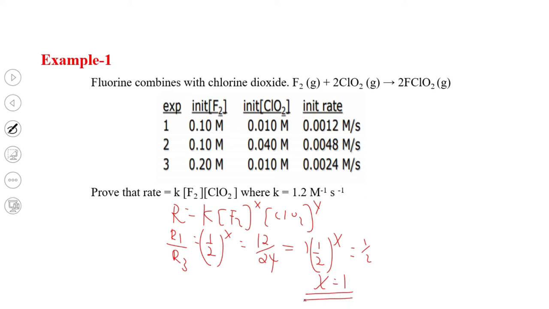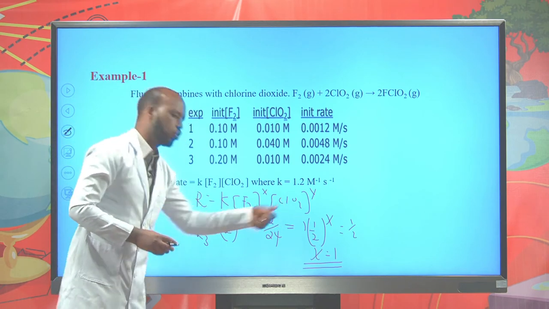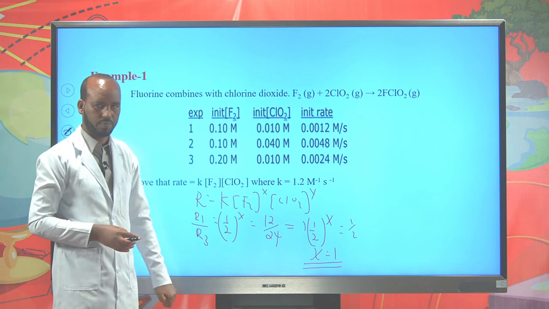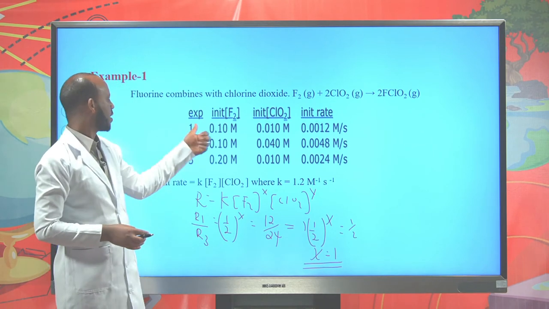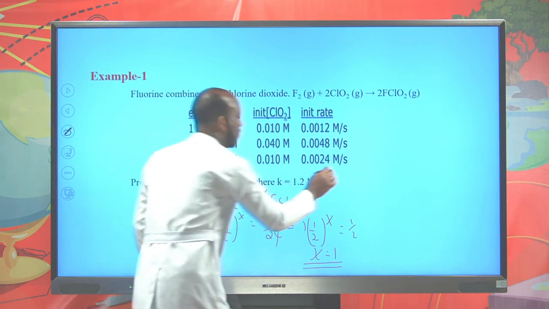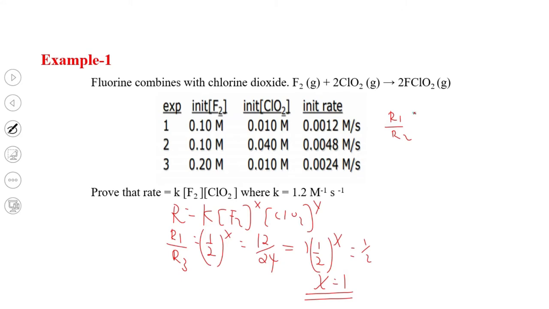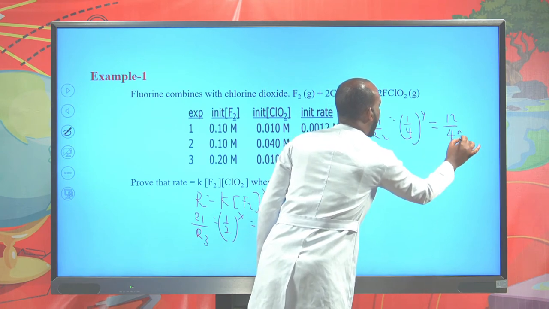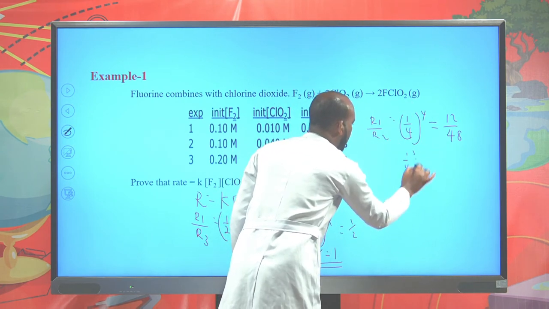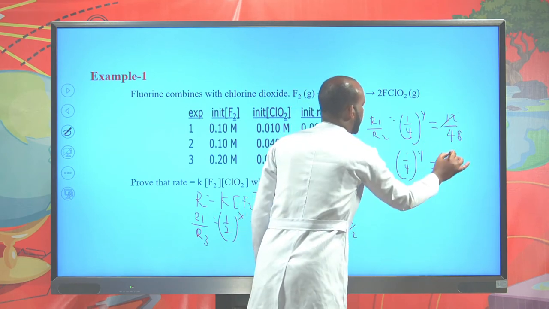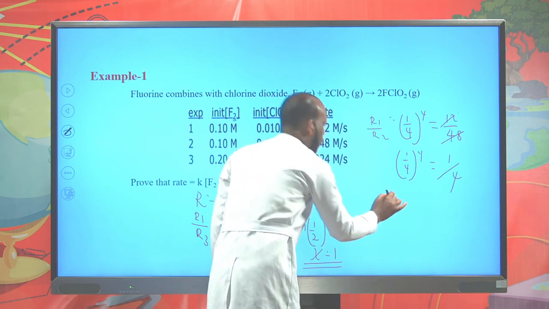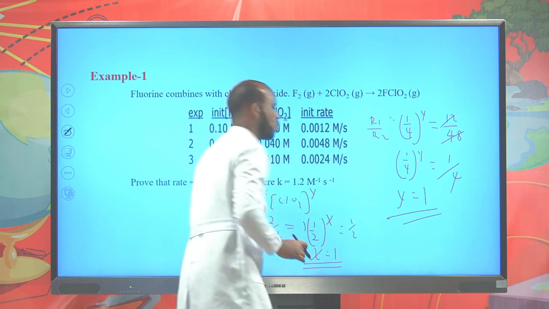To get the value of Y, vary concentration of ClO2 while keeping concentration of F2 constant. If you take rate 1 and rate 2, R1 divided by R2 equals 1 over 4 to the power Y, equal to rate 1 over rate 2, which is 12 divided by 48. This is the same as 1 over 4 to the power of Y equals 12 over 48, which is 1 over 4. Again from this, Y equals 1.